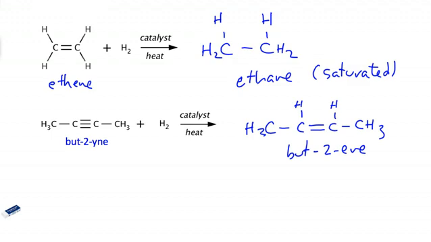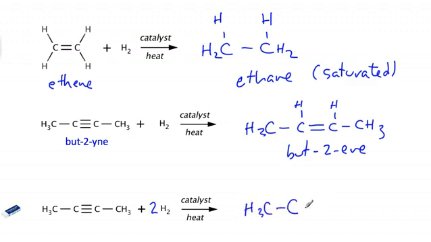What if I had 2 moles of hydrogen? What do you think is going to happen if I have 2 moles of hydrogen? Well, obviously what's going to happen is I'm going to free up electrons, 2 electrons on each of those carbons, and so I'm going to bond 2 hydrogens. And so I get butane.